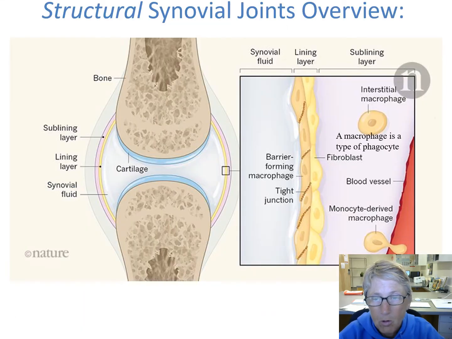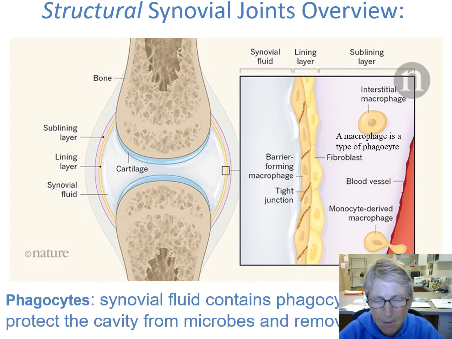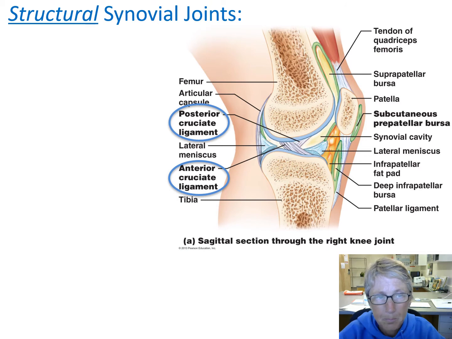This is a cartoon showing the immune cells that live in a joint capsule. If you come over here, you see this little square, and then they enlarge the square, and it shows this thing called an interstitial macrophage. It's a type of phagocyte. Phagocytes like to eat things. So these phagocytes that live in your joint will eat not only bacteria, but any debris that they find in the joint capsule.